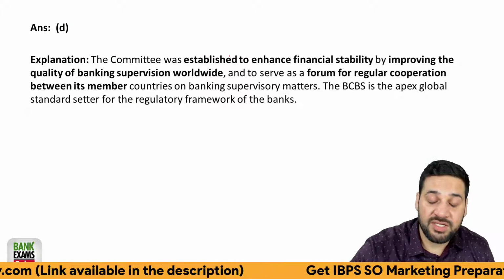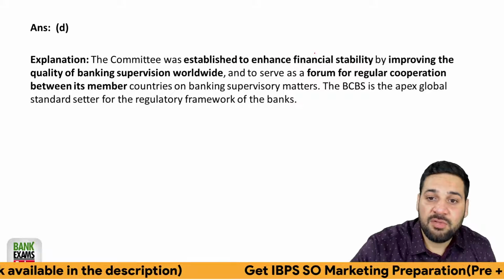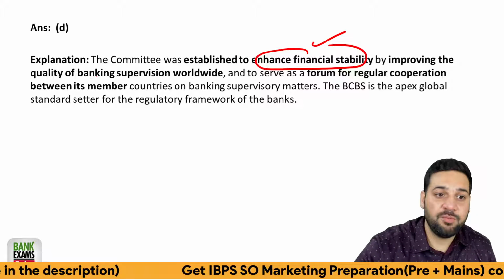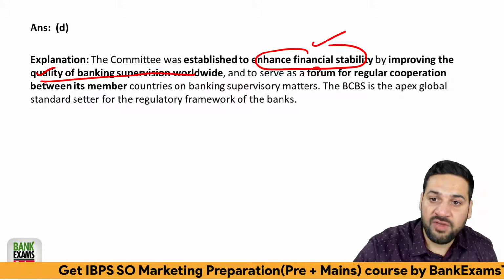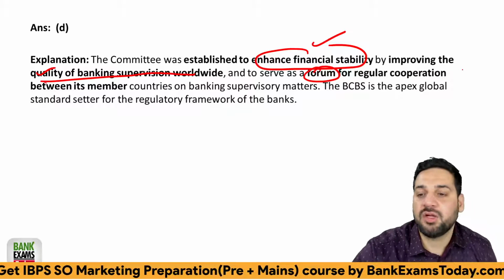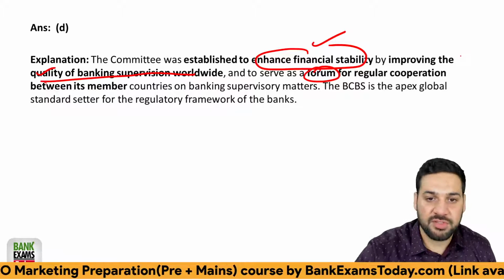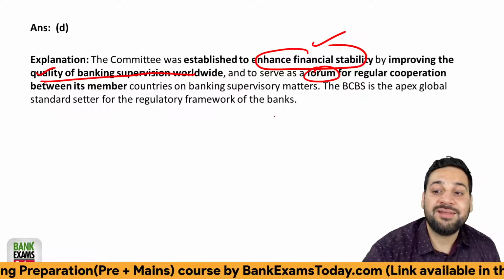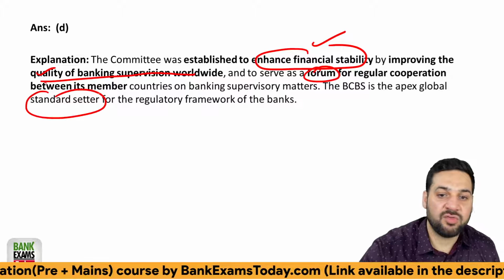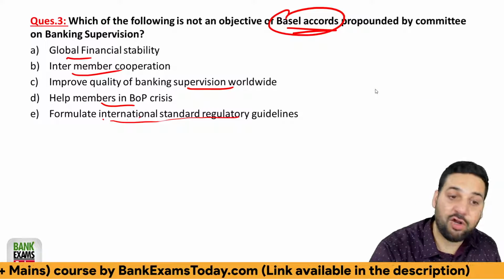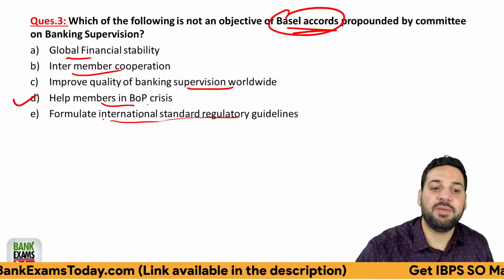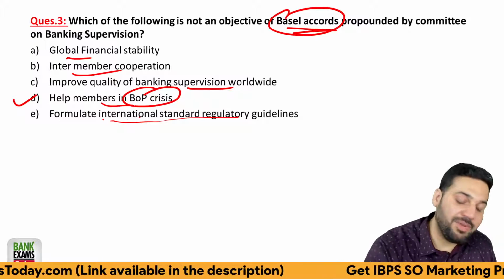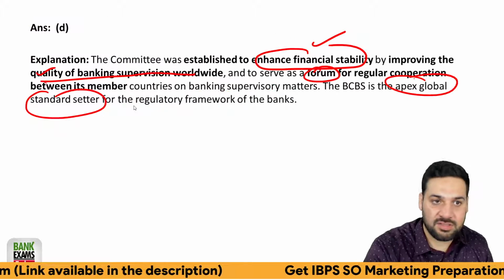Directly from the website of Basel, the committee was established to enhance financial stability and improve the quality of supervision worldwide. When we are talking about a forum, that means members' cooperation. So it is an apex global standard setter. So global standard setter is also covered. Four options have come, but D is not there. Help the members in the bank balance of payment crisis, this is not an objective. D is not the option.